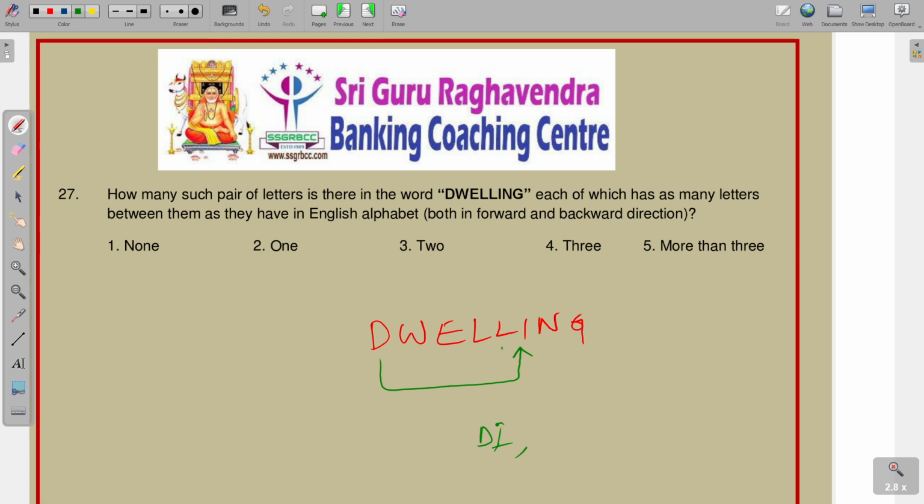So E, L, N: L and N is the second pair. And next, coming to the backward direction, G, H, I. So G and I. Okay. And next, O, P, Q, R, S, T, I, J, K, L, M, N. So L, M, N, O, P. No. So only 3 pairs we got.